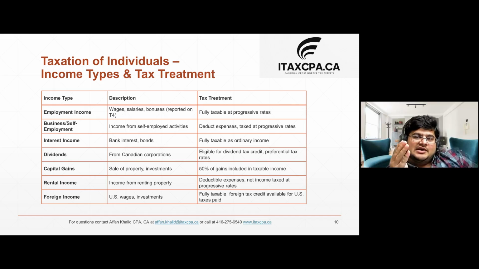There is a difference between a salaried employee and a commissioned employee. The commissioned employee is allowed to deduct a little bit more expenses, whereas if you are just a salaried employee, then you have a lot of limitations. But I just want to point out that you're allowed to deduct certain expenses from your employment income.